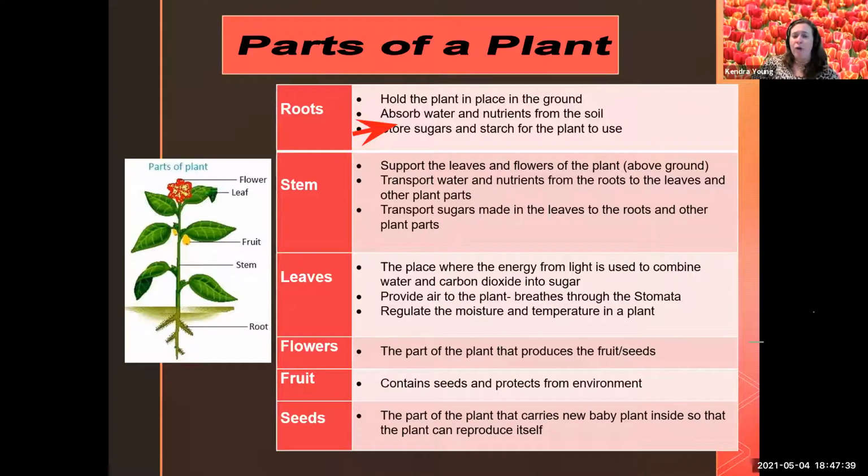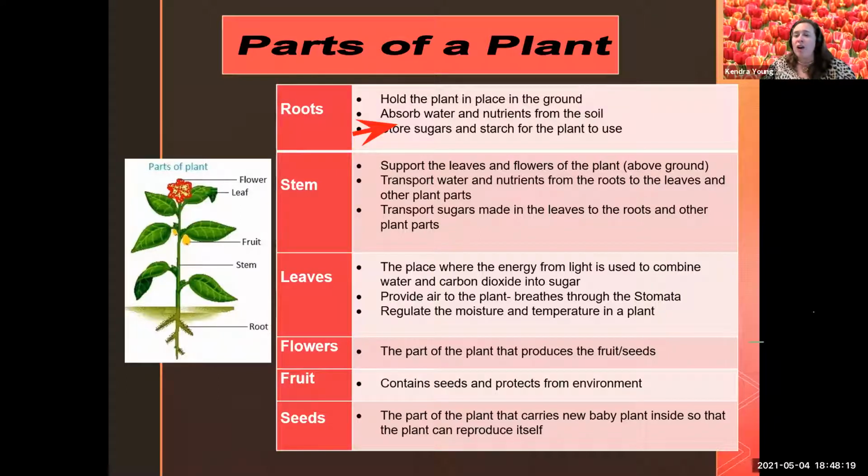And then we have our flower. And the flower is the part that actually produces the fruit, and it also produces the seeds, the babies. So remember when we talked about what something has to have to live, it needs food, it needs air, it needs to be able to make babies, to be able to reproduce. And then the fruit is what actually comes from the flower, and that is what contains the seed. And then we have the seeds, which are the new baby plants, so that the plant can reproduce itself.